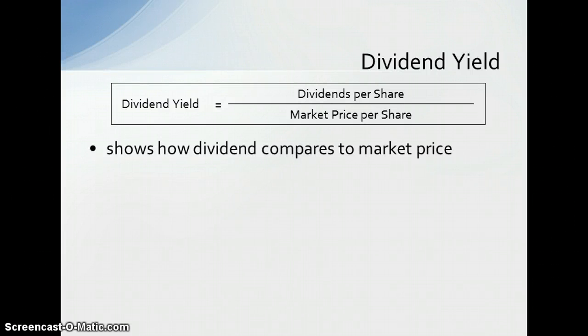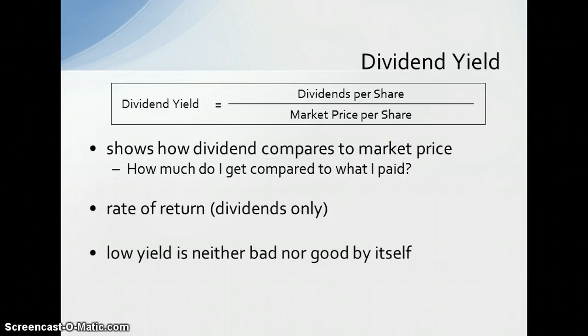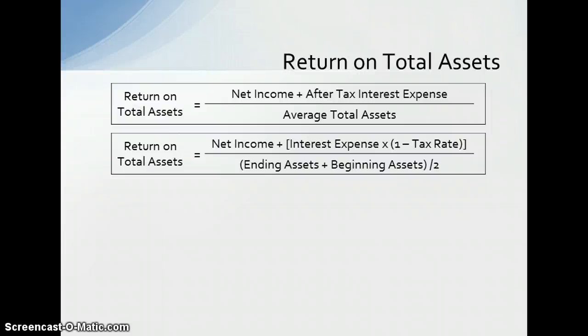So this shows how a dividend compares to the market price. How much do I get compared to what I paid? This is the rate of return, but just when you're looking at dividends. So what am I paying for and what am I getting out? This does not take into account price appreciation. A low yield is neither bad nor good all by itself. So just because there's a low yield doesn't mean it's a bad company to invest in.